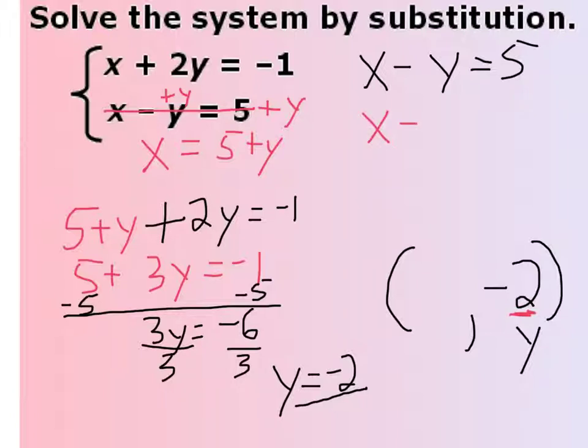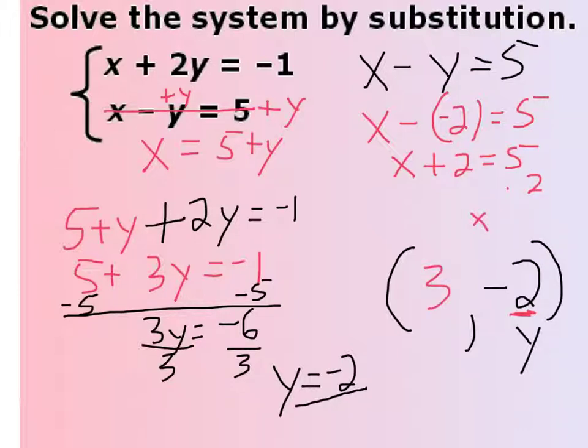x minus negative 2, because that's y's value, equals 5. So if we simplify that, x plus 2 equals 5. I think we can do this in our head. The answer is 3. So x equals 3. And my ordered pair is 3, negative 2. And that's my answer for this question.